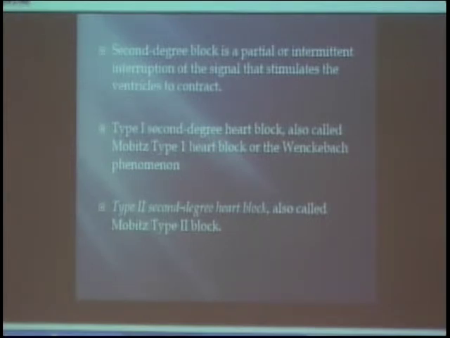A second-degree block is a partial or intermittent interruption of the signal that stimulates the ventricles to contract. A type 1 second-degree heart block, another word for it is Mobitz type 1 heart block, or again, Wenckebach block. And the type 2 heart block is the Mobitz type 2.